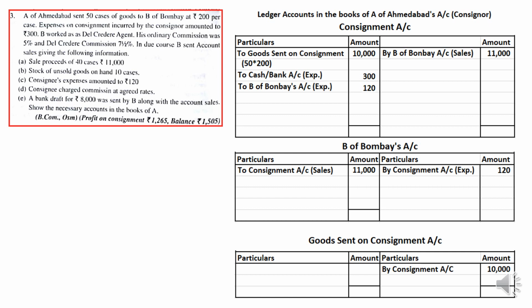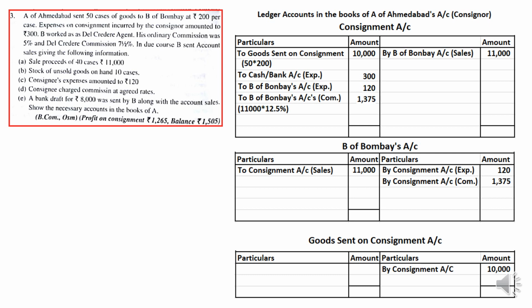Then the consignee charged commission. So it will be debited to the consignment account, to B of Bombay account, that is commission. What is the percentage? 11,000 into 12.5%. Why did I take 12.5%? Because 5 plus 7.5%. 1375 is the total commission, and it will be credited in the consignee account, that is, by consignment account 1375.